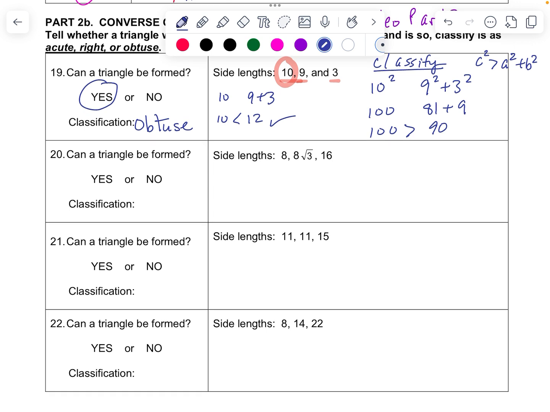Okay, now we're going to look at side lengths 8, 8 square root 3, and 16. So the first thing we have to do is figure out, do we have a triangle? So I take my longest side, 16, and then I'm going to take 8 plus 8 square root 3 and see if that's bigger. You don't actually have to add it, but you could on your calculator. Because 8 plus 8 is 16, that means that 8 plus 8 square root 3 is definitely bigger than 16. So again, yes, you have a triangle.